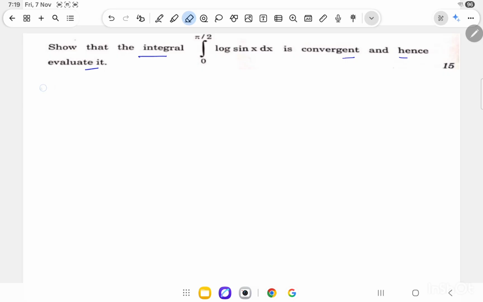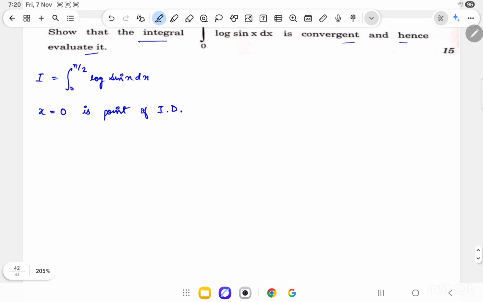I am writing my given integration as I, integration from 0 to pi by 2 log of sin x dx. Now if you observe, this has infinite discontinuity at all those points where sin x is 0. Since in 0 to pi by 2, sin x is 0 at x equals to 0 only, I can say that x equals to 0 is the point of infinite discontinuity.